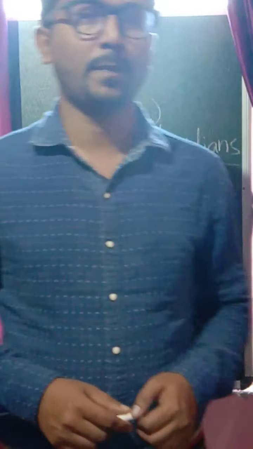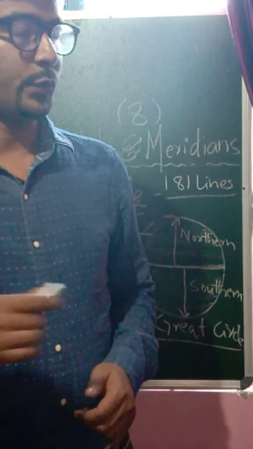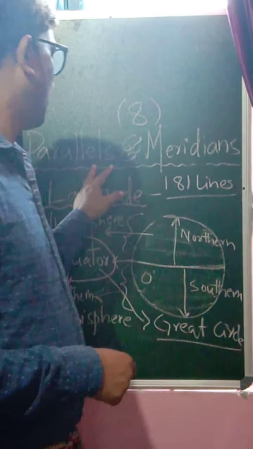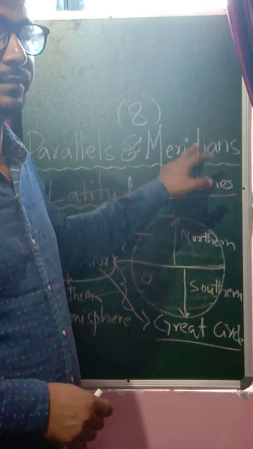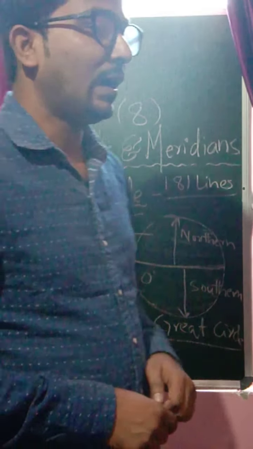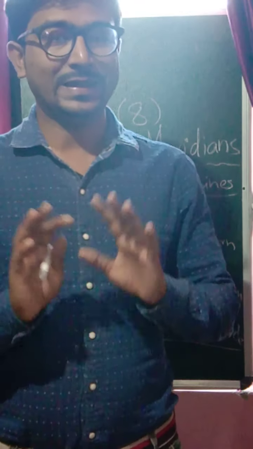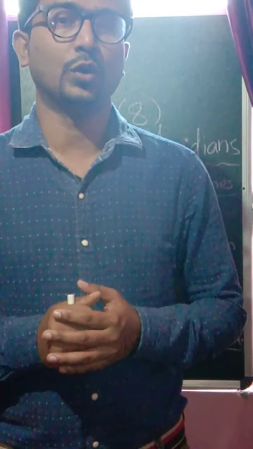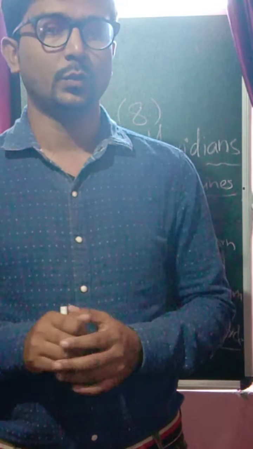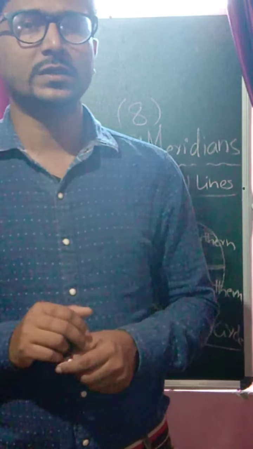Good morning, students. Today we are going to continue with the previous chapter that we were learning in the previous class, which was about parallels and meridians, chapter number 8. In this, we studied how our earth, for study purposes, is designed in the form of a globe, representing the earth, where we study different places and different things that exist on the earth's surface on an outer scale.